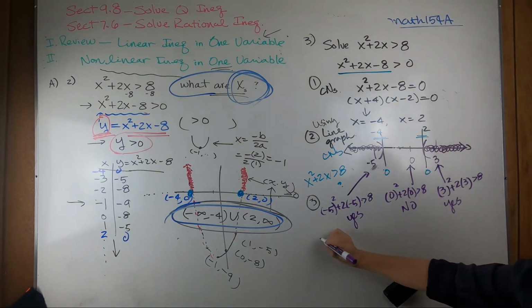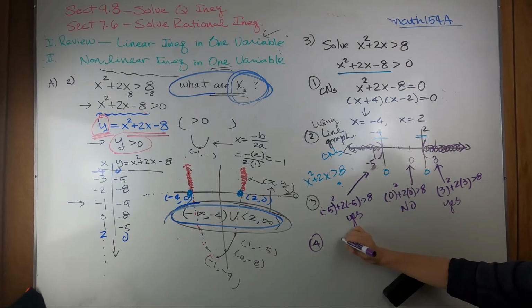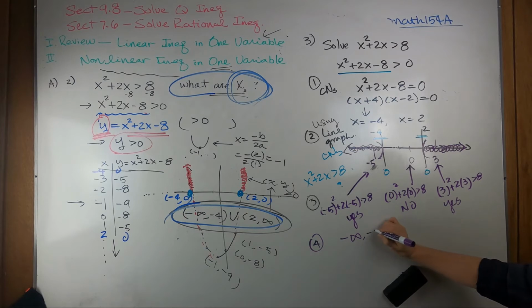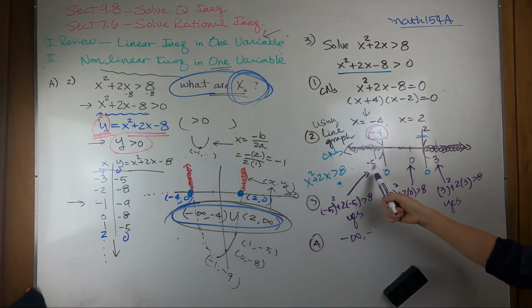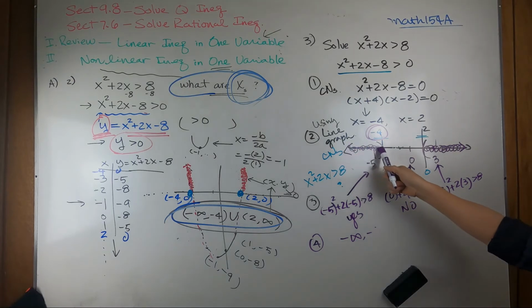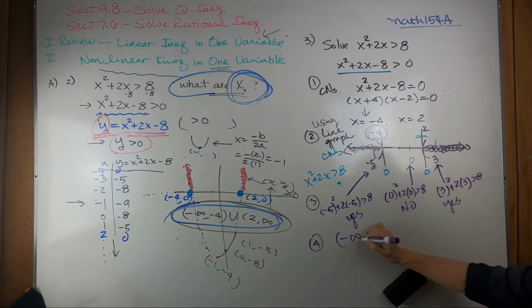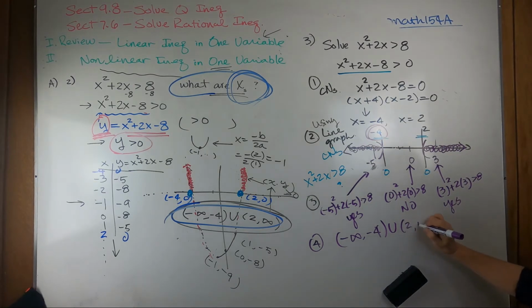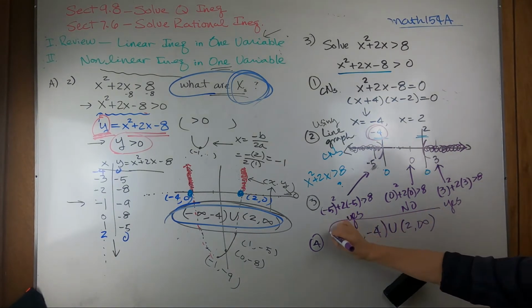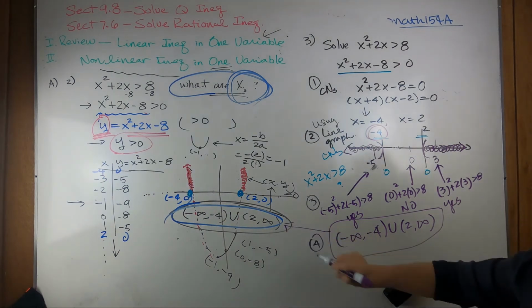So what's your answer? This part, in interval notation: negative infinity to the critical number. Don't use negative 5, your test point, because it goes all the way to negative 4, and can be negative 4.2, 4.3, right? So all the way, in union, this part, 2 and up. So that would be your answer. Do we have the same answer?